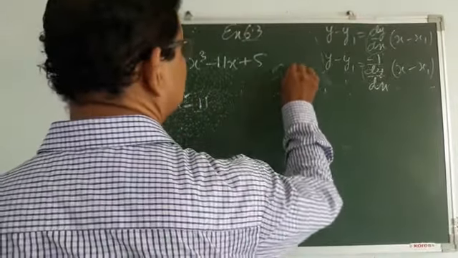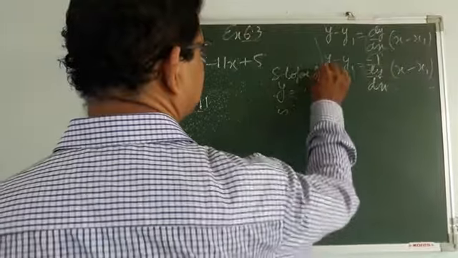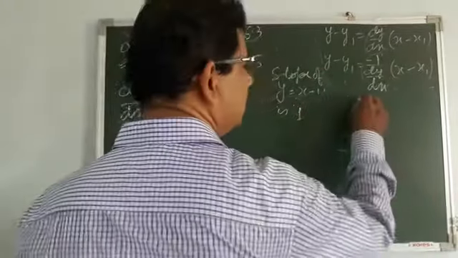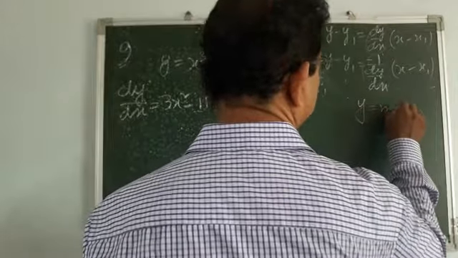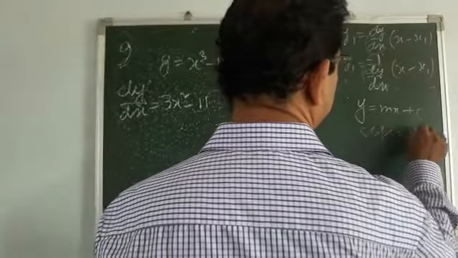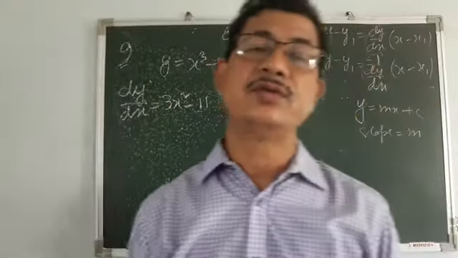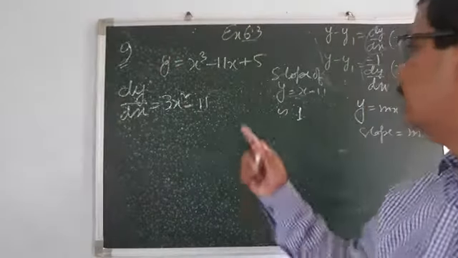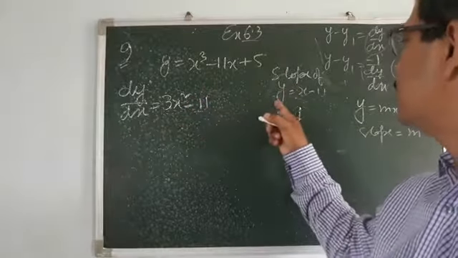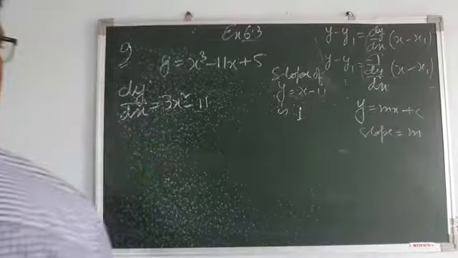Slope of the given tangent is 1. Why? Because the coefficient of x is 1. We know if a straight line is y equal to mx plus c, then the slope is m only. So here also the slope is 1. Now see, dy dx is the slope of the tangent. Here the slope of the tangent given is 1, that means dy dx is 1.